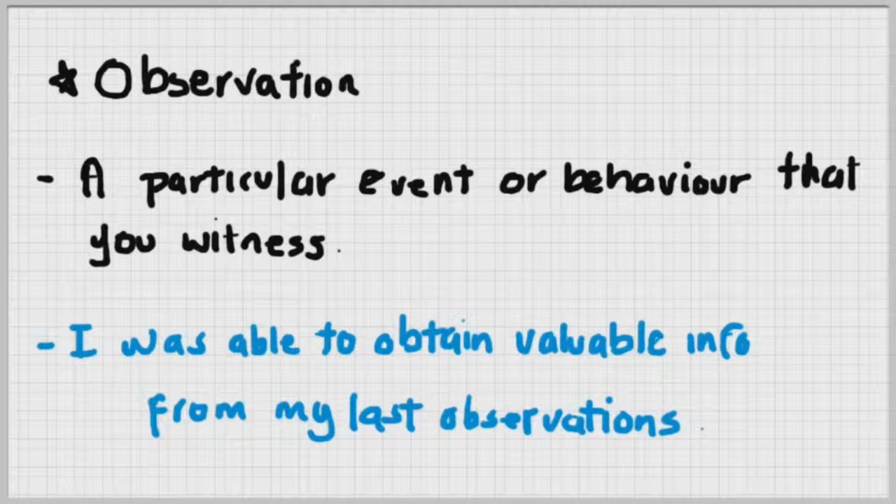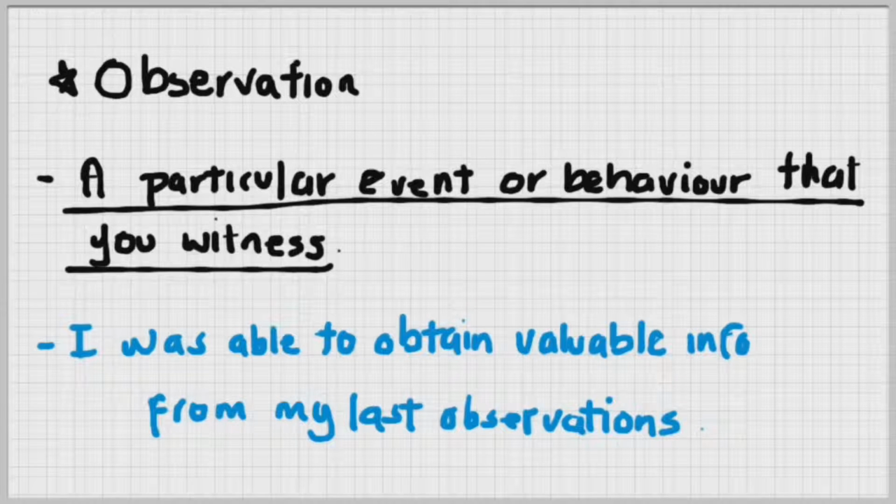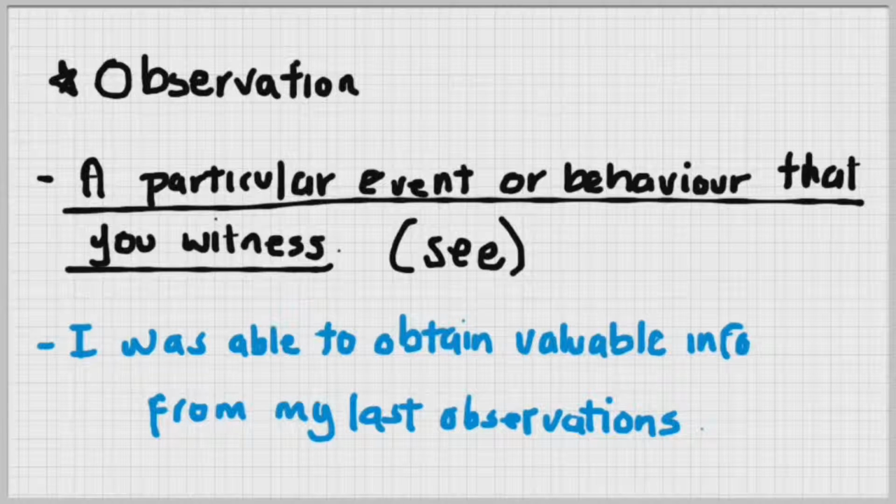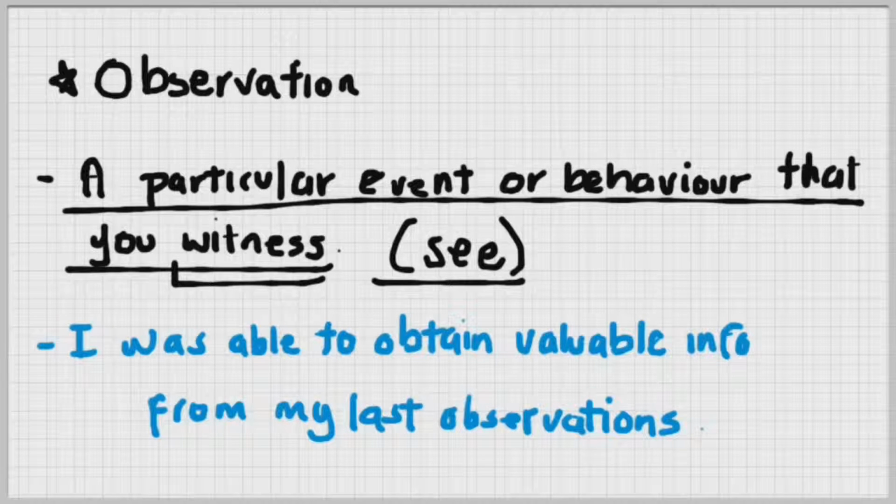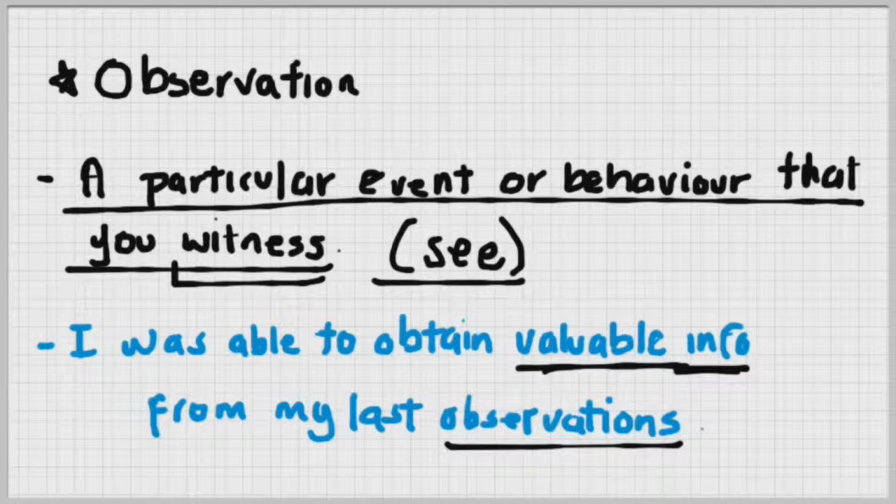The next one, observation, would be a particular event or behavior that you witness or that you see. The example: I was able to obtain valuable information, or info, from my last observations. So I saw, I looked, I witnessed certain patterns, certain behavior, certain things, and that provided me with important information for my project or for my test or experiment.